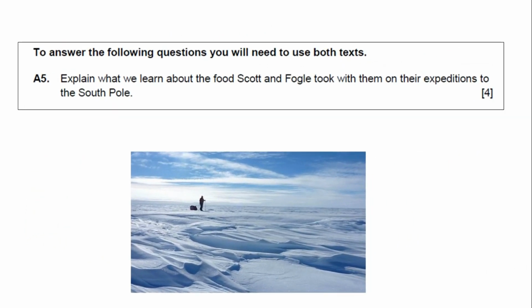Okay, so the question we're going to look at is from the Ben Fogel exam again, and it says at the top, to answer the following questions you will need to use both texts. The question says, explain what we learn about the food Scott and Fogel took on their expedition to the South Pole. All you need to do is look at both extracts. Remember, by this point you have already read both extracts. You look at both extracts, highlight what they say about food and just put them into a sentence.